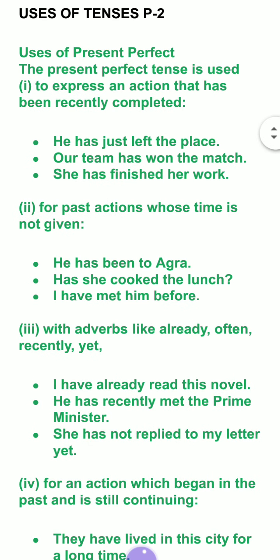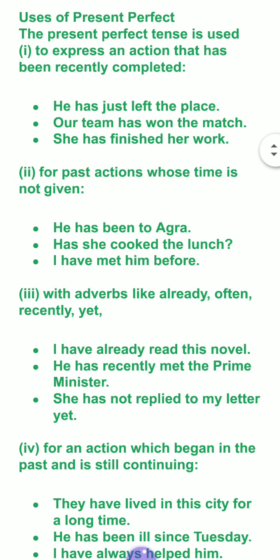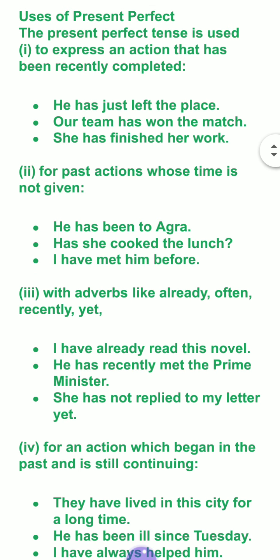Use number second. Once again, write down use number second: past action whose time is not given. I have been to Delhi means I was there, but the time was not given there. So in that case, we will use present perfect. So you write down at least two sentences.